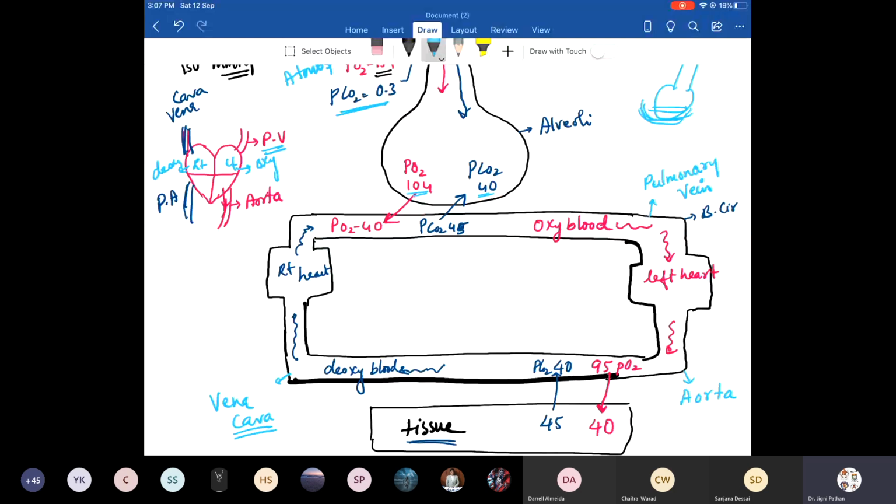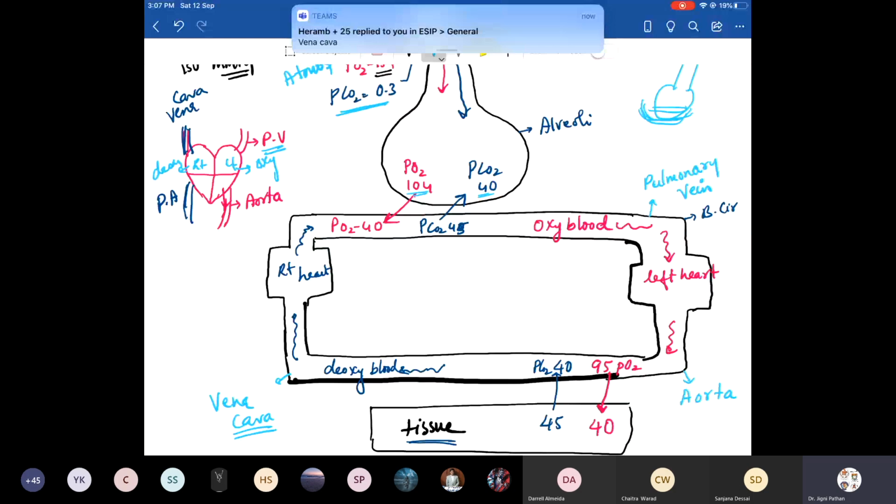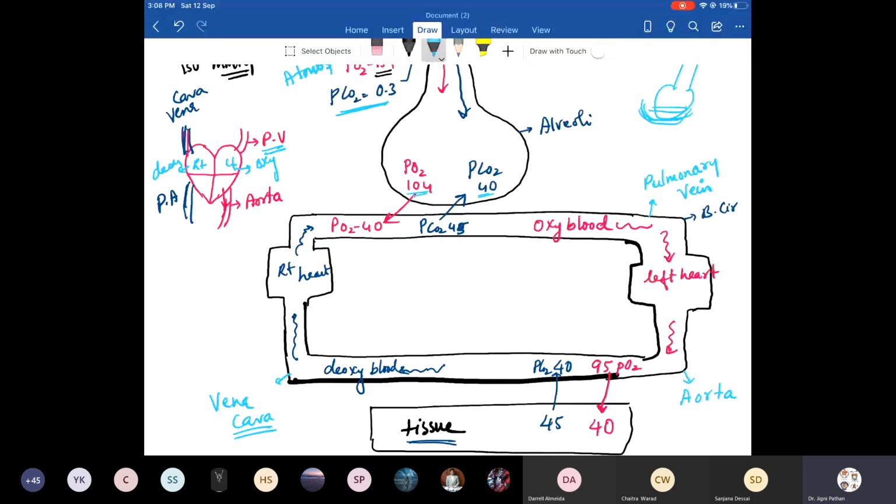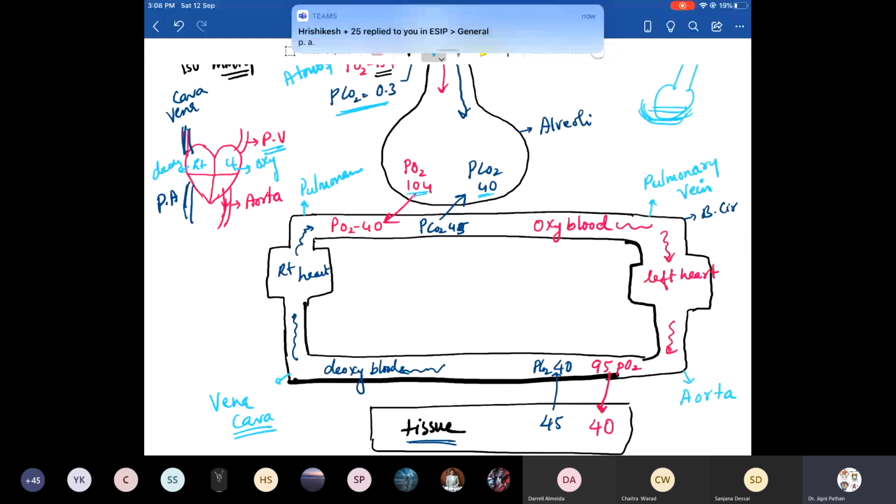The right side has received the deoxygenated blood. It has to go to the lungs. Now this blood which is deoxygenated needs to go to the lungs. Who carries the deoxygenated blood to the lungs? Pulmonary artery. Very nice, you know this. Very good. Pulmonary artery. Right?